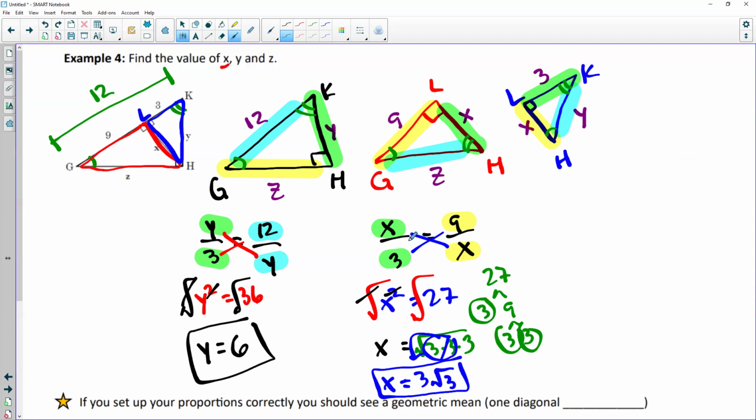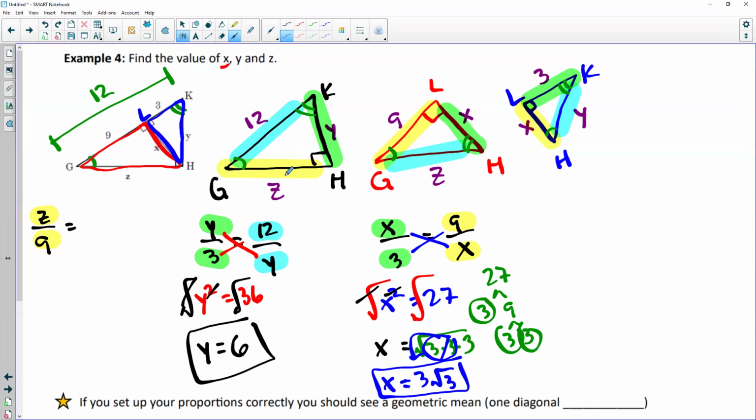Last thing for us to find is z in this case. So if I want to find z, I'm going to look for my triangles to see which one has z. The last one here has no z, so probably not going to be super helpful. But I do see a z in this triangle and in this one. If we set up a proportion, z is in yellow. So let's do yellow over yellow. Yellow over yellow would become z over 9.